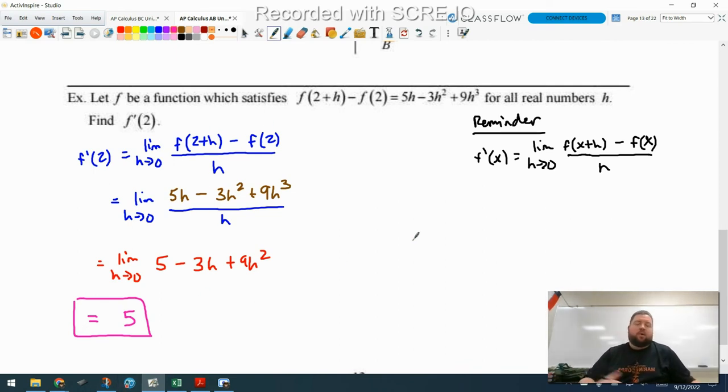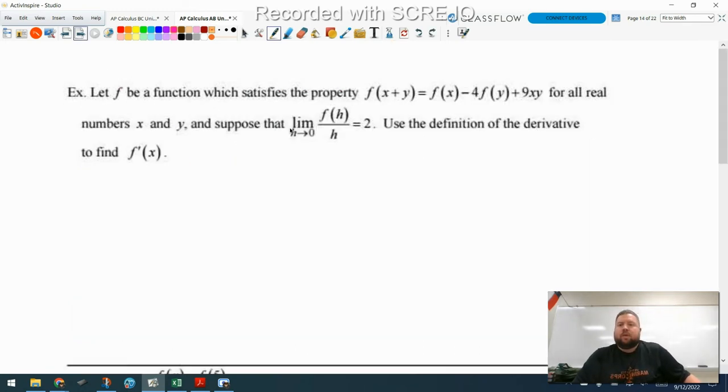Okay, so you're definitely going to be required to know the definition of derivative. So we're going to keep on talking about that even as we learn the shorter and faster ways to do derivatives later on. All right, this is another similar process. We have another f of x plus something, x plus y in this case, is equal to this. We're also told about this limit.